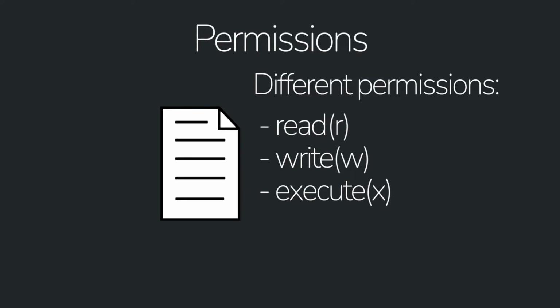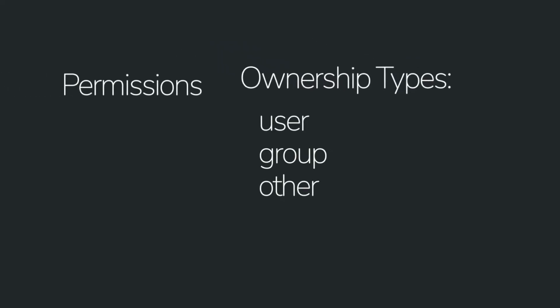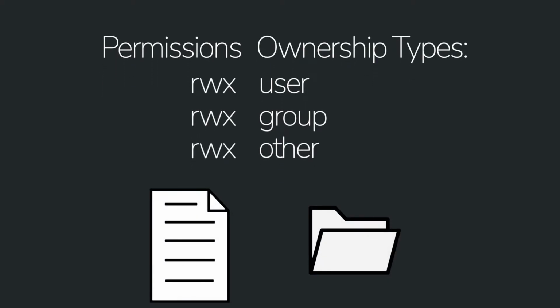x character. In bringing this all together, there are 3 ownership types: user, group, and other. Each ownership type contains 3 permissions: read, write, and execute. Each file or directory in the Unix file system is assigned all 3 of these ownership types, with each type containing fields for each file permission.